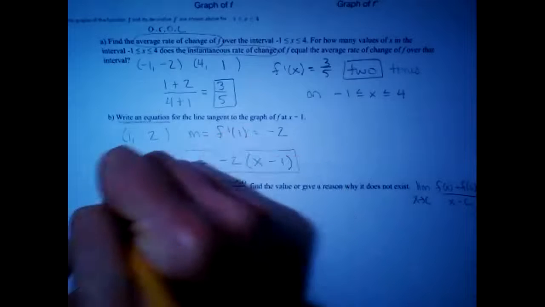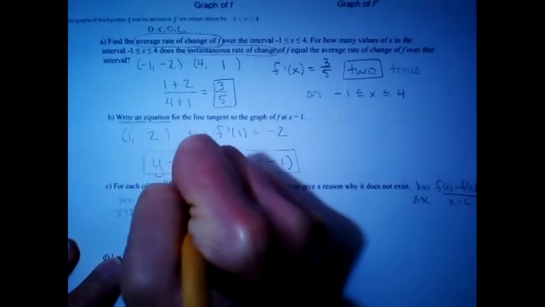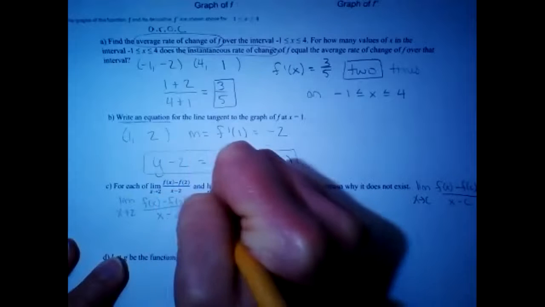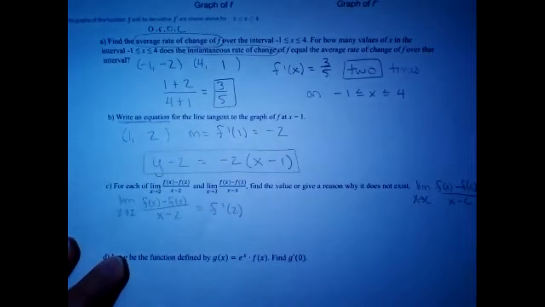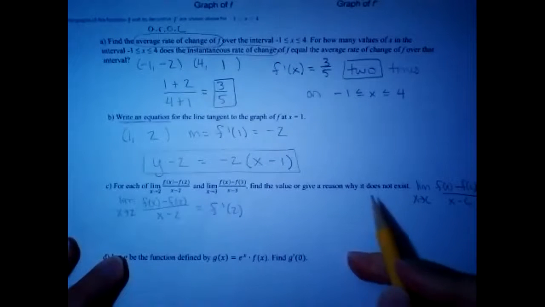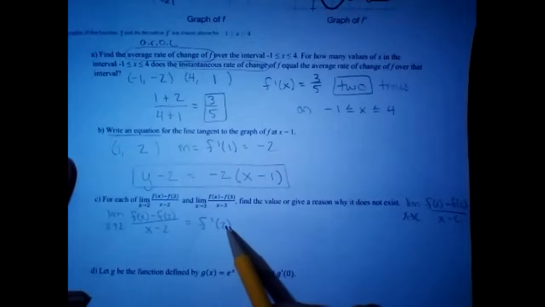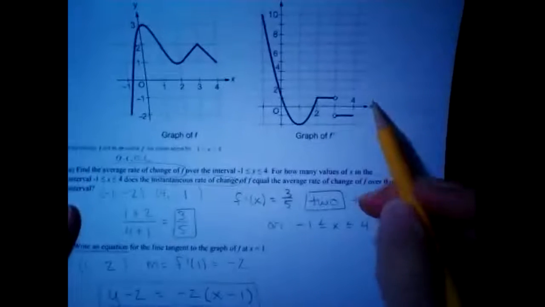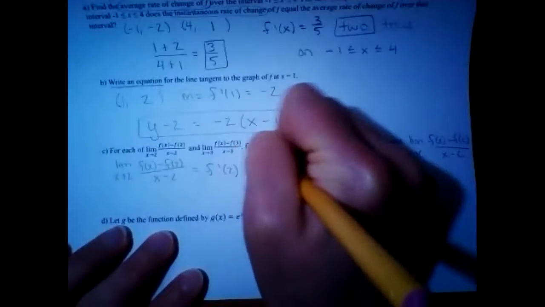So the limit as x goes to 2 of f of x minus f of 2 over x minus 2 means the derivative at 2. We're either going to have an answer, or there won't be one and we have to explain why not. So we look at the derivative graph at 2 and see if we can get an answer. Here's the derivative graph, here's 2, and yes, there's a point there, it's (2, 1). So that answer is 1. Easy peasy.